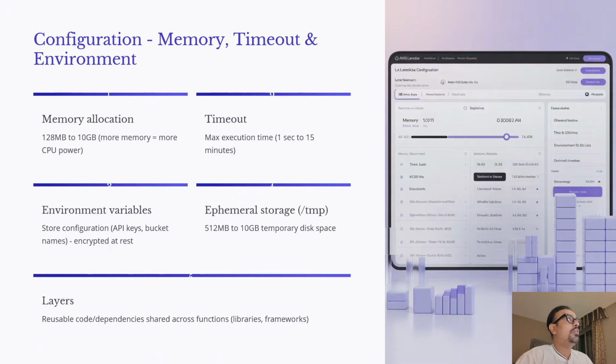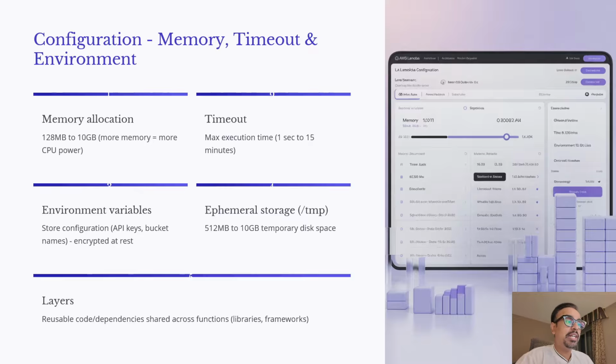Now let's talk about configuration, that is memory, timeout, and environment. So first, memory allocation. You can choose anywhere between 128 MB to 10 GB of memory. The more memory you allocate, the more CPU power your function automatically gets when you run the Lambda.